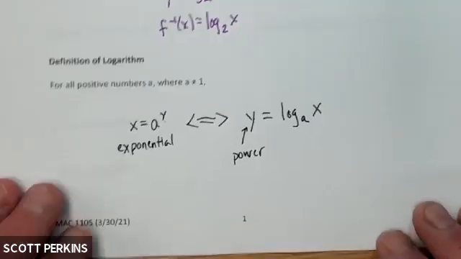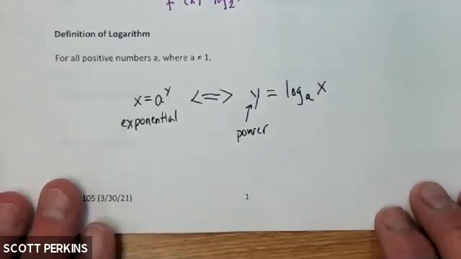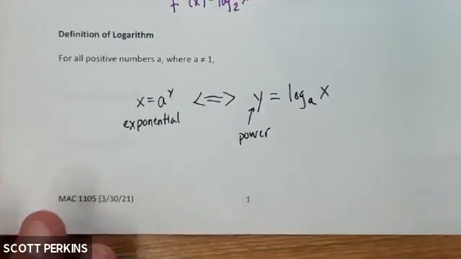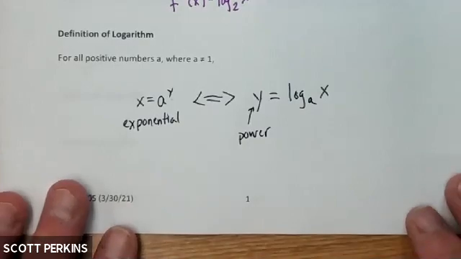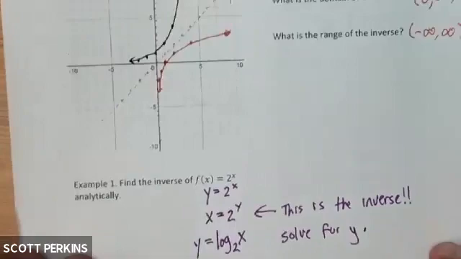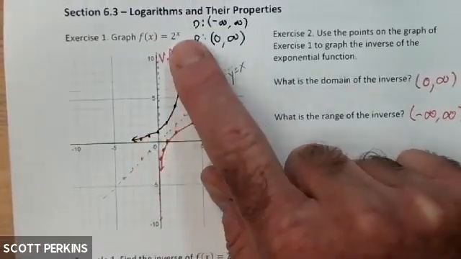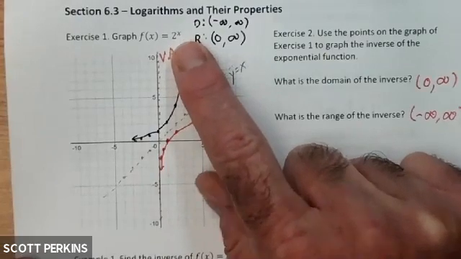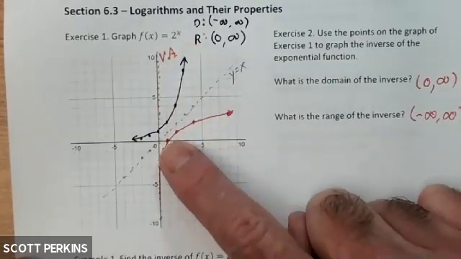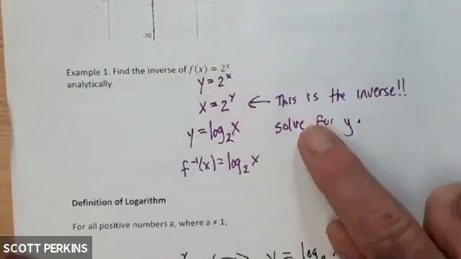So where we left off last class, and in the last video, if you're watching on the video, is with this definition of the logarithm. If you look back up on the packet, or if you watched the end of the last video, we had graphed the function f of x equals 2^x, the exponential function, and then we had manually created the inverse right here. And then we went and we analytically found the inverse.